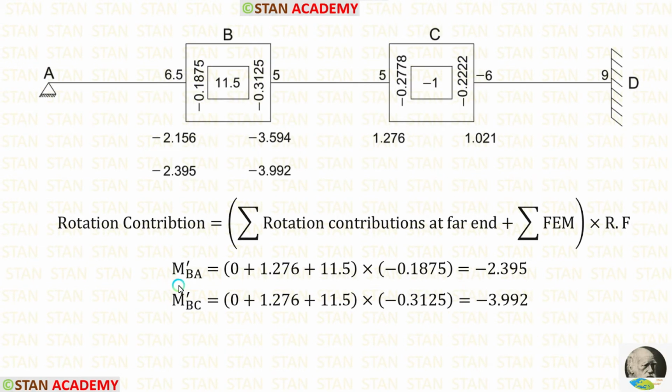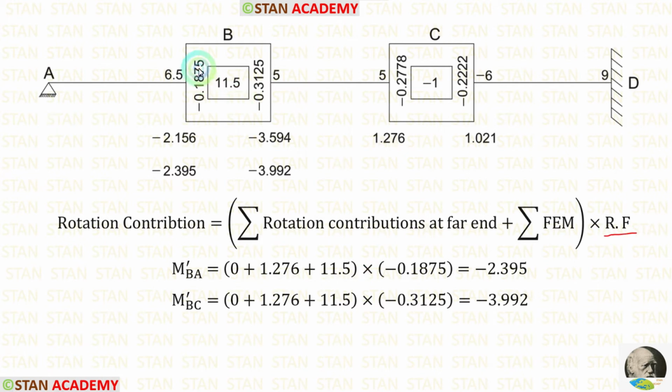In the second cycle, let us calculate M-BA. The rotation contribution in the point A is 0. Now in the point C, we are having the rotation contributions. We have to select M-CB, which is 1.276. So for the summation of rotation contributions at far end, we have to add 0 and 1.276. The summation of fixed end moments is 11.5.